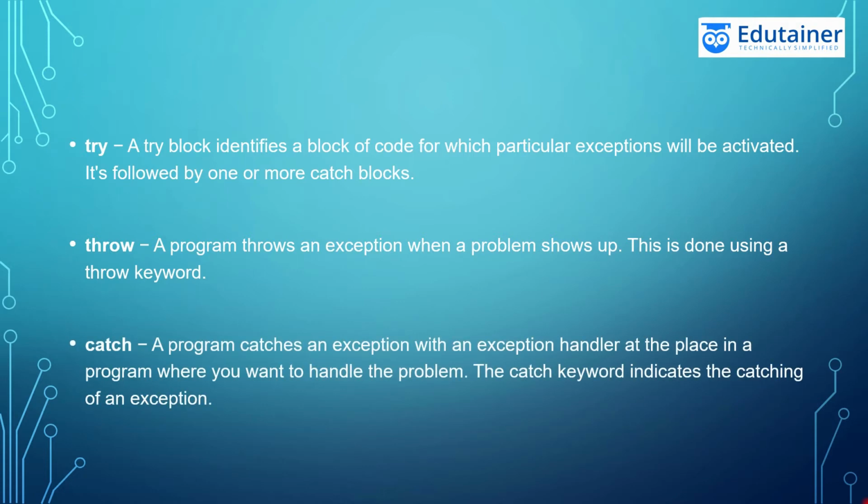Similarly, for the catch, a program catches an exception with an exception handler at the place in a program where you want to handle the problem. So the catch is also a block which is used to handle the problem. The catch keyword indicates the catching of an exception. It's quite confusing, so why don't we move to code blocks and have a practical so that you can get hands-on and an idea of exception handling.